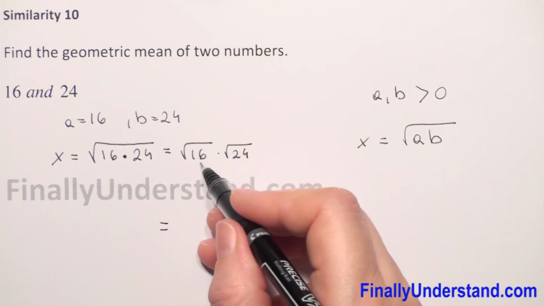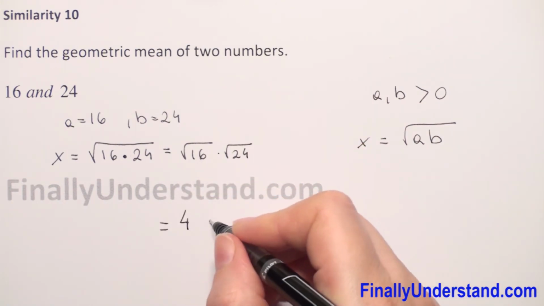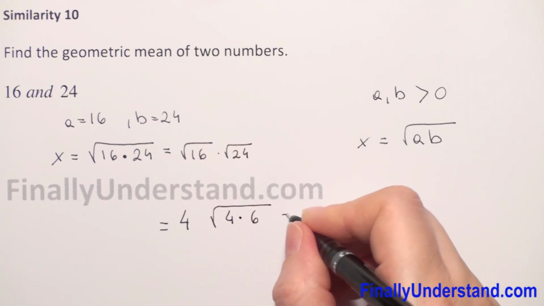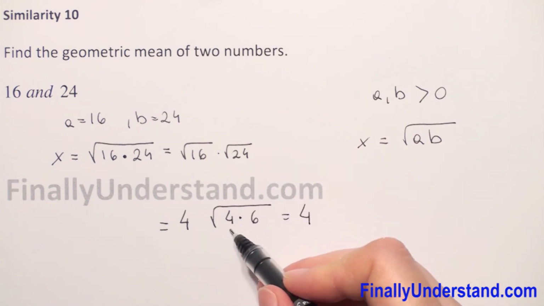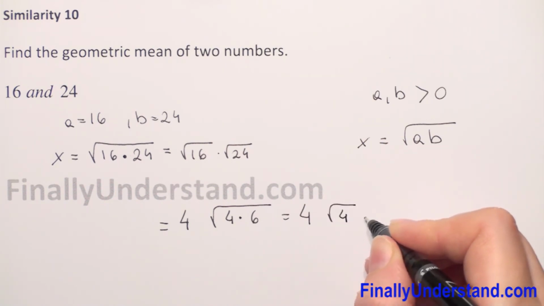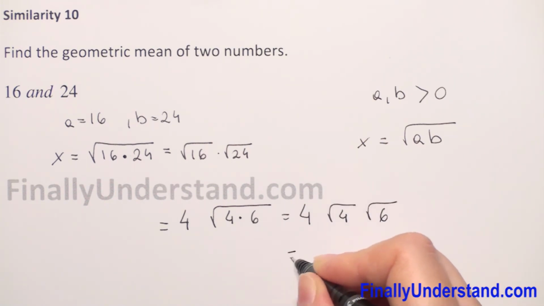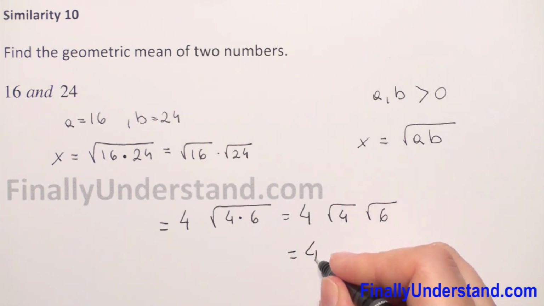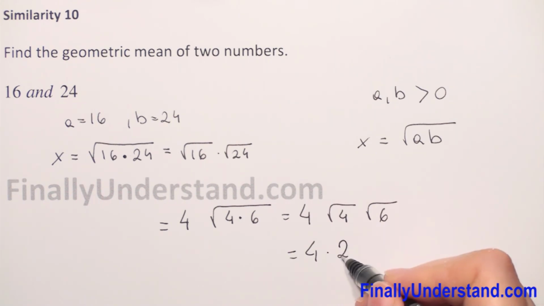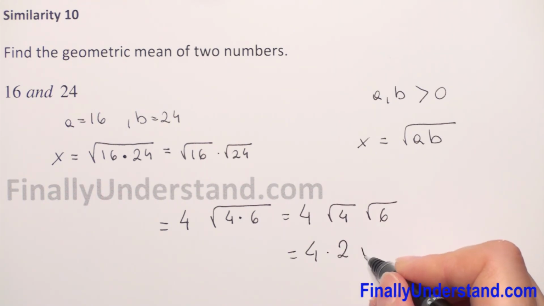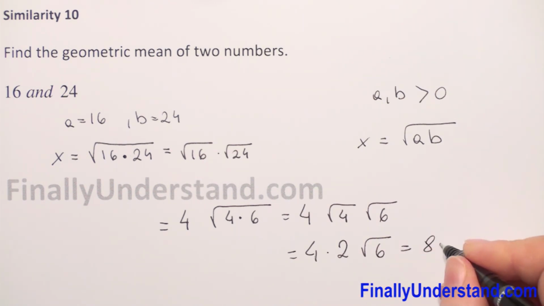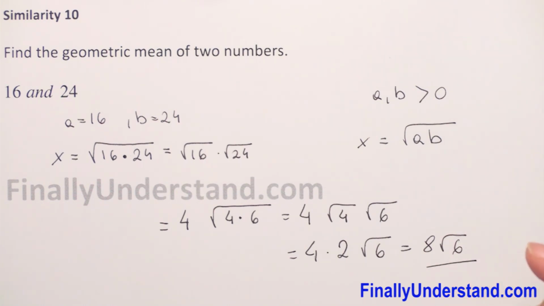The square root of 16 is 4, and now 24 we can rewrite as 4 times 6. Again, 4 we copy, and we have multiplication under the square root, so we can rewrite this as the square root of 4 times the square root of 6. So this is equal to 4 we copy, the square root of 4 is 2, so we have 2, and the square root of 6 we have to copy. 4 times 2 is 8, square root of 6. This is my solution.